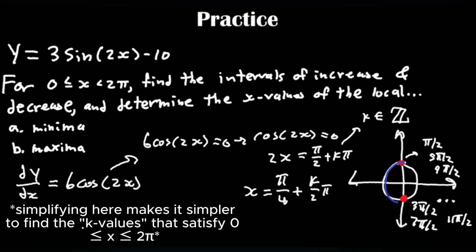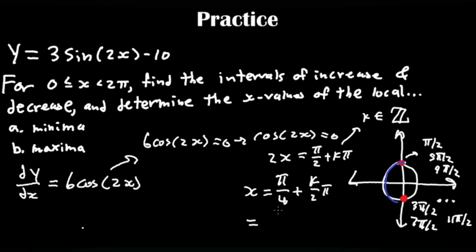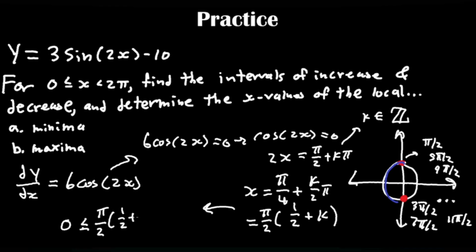So both of these terms have a pi over 2 we can factor out. From this first term, if we factor out pi over 2, we'll just have a half. In the second term, we'll just have k. Well, we only want x values between 0 and 2 pi. So let's solve for k values that satisfy that. We want x to be between 0 and 2 pi, meaning we want this expression between 0 and 2 pi. So 0 less than or equal to pi over 2 times 1/2 plus k, which is less than 2 pi.